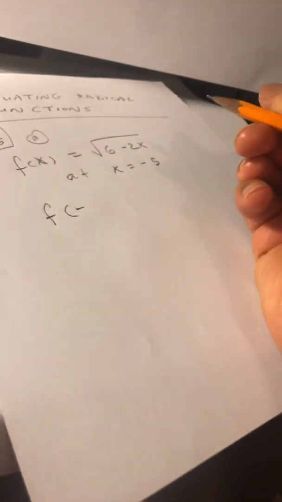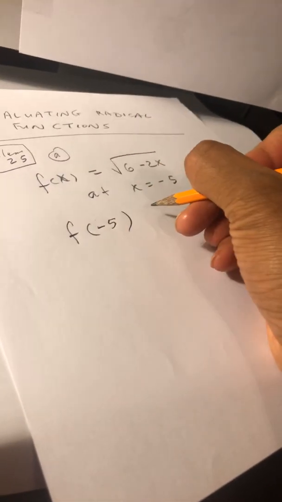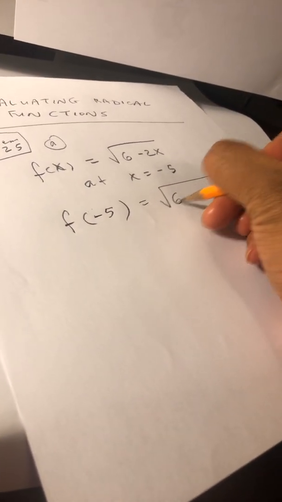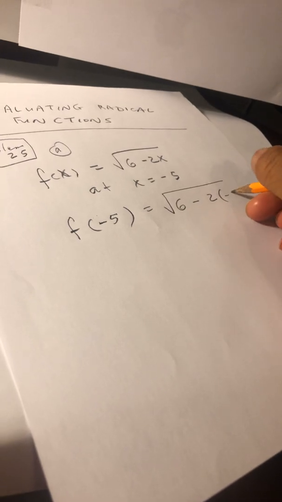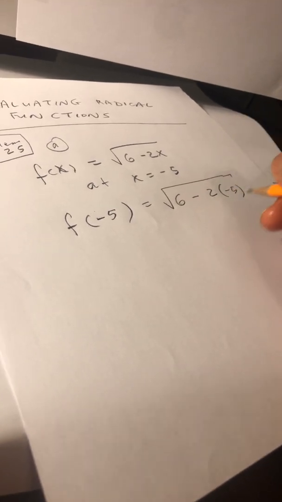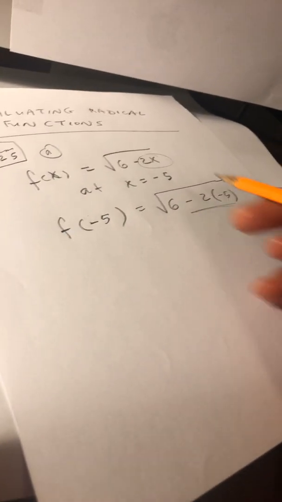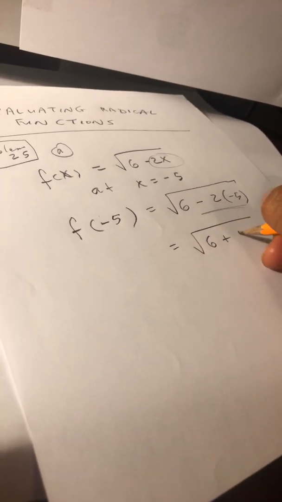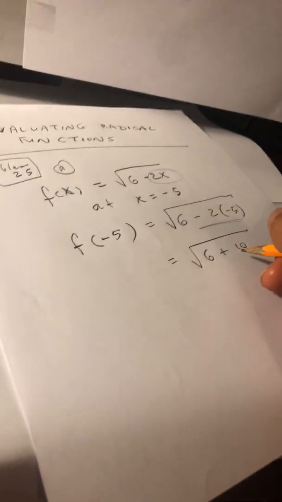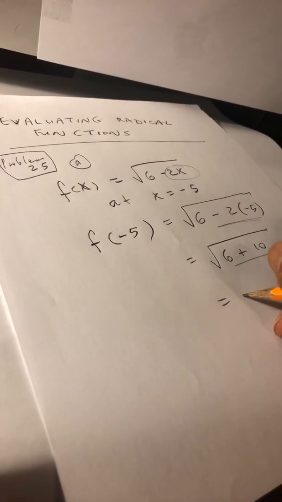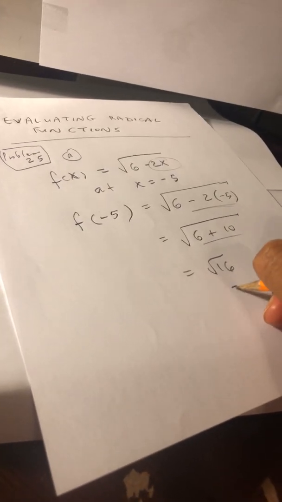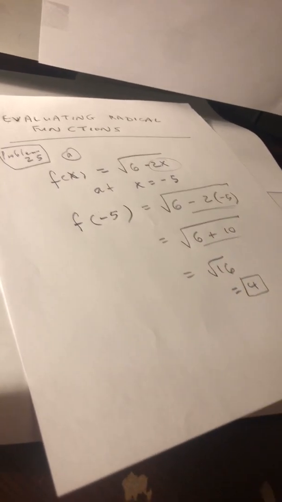You substitute -5 for x, where x was. So now you're multiplying -5 essentially by -2, and so you're going to get the square root of 6 plus 10. That quantity is going to be the square root of 16, which we know is going to be 4. All right, so that's the answer.